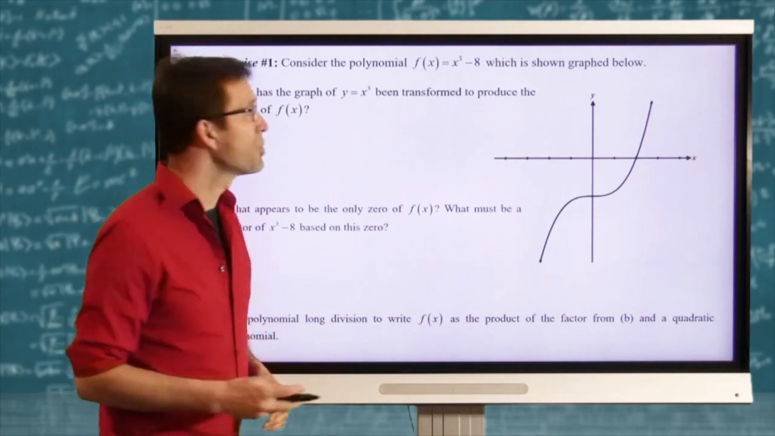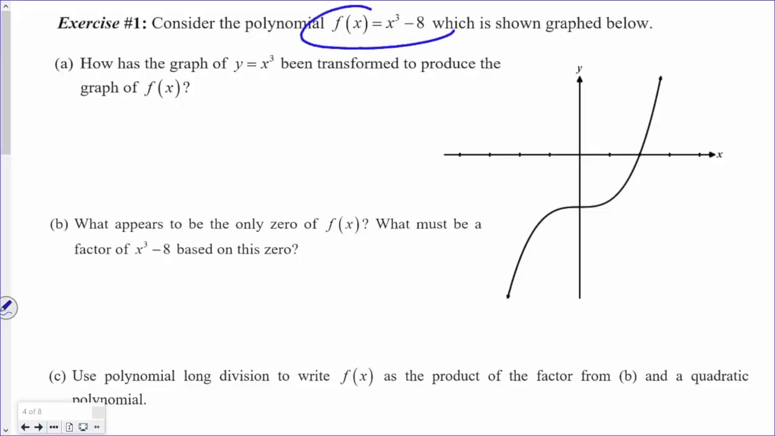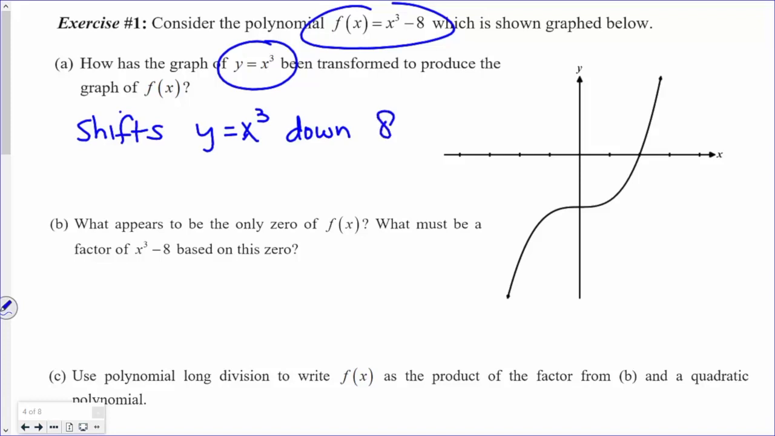All right, well, it's simple enough. By looking at the formula for f of x compared to y equals x cubed, subtracting 8 from the x cubed simply shifts y equals x cubed down 8 units. That's it, right?